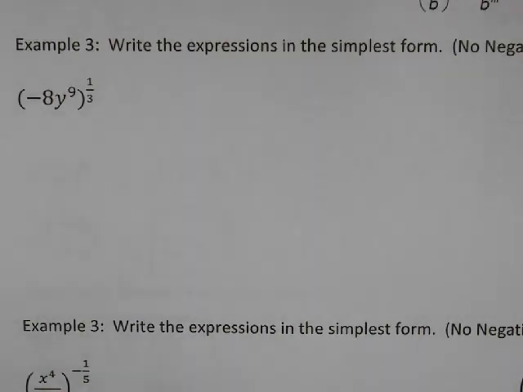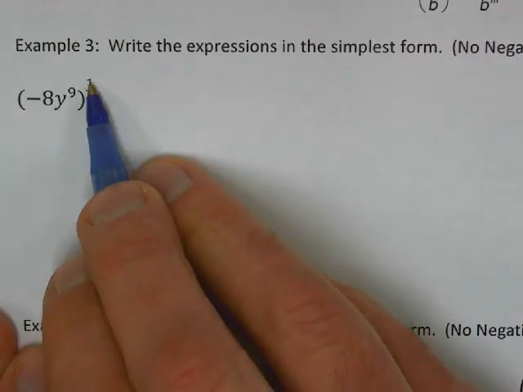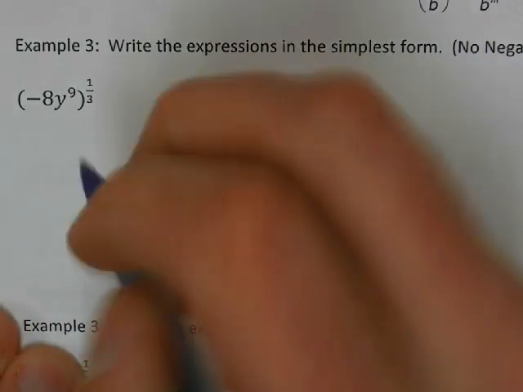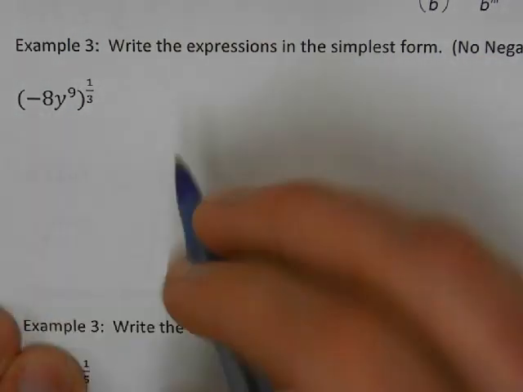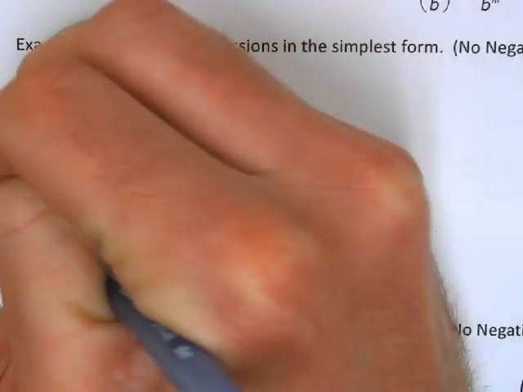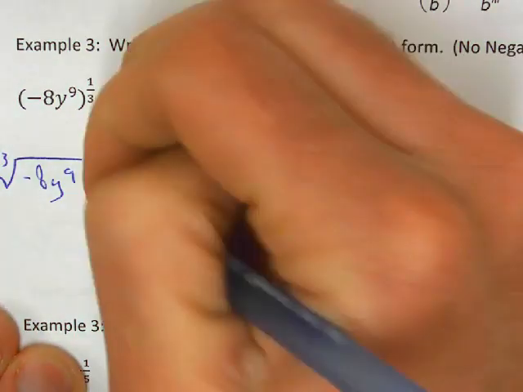Okay, so we've got negative 8y to the 9th, all that raised to the 1/3 power, and we want to simplify that. So for me, I'd probably just write it in radical form. The 1/3 power is the same as the cube root. So instead of raising this stuff to the 1/3 power, we want the cube root of this stuff. So let's write it like that. We want the cube root of negative 8y to the 9th. And then we just want to simplify that.